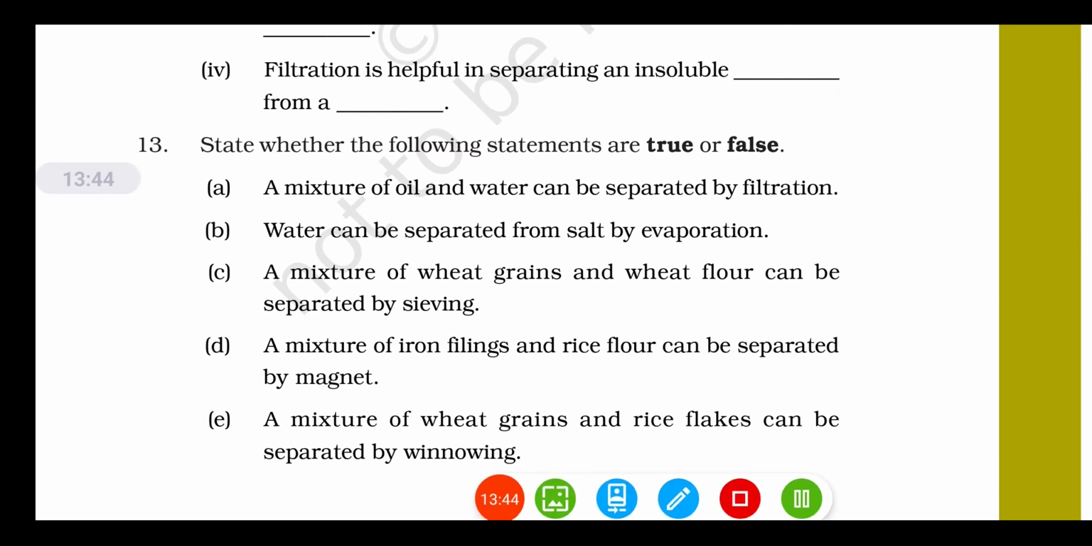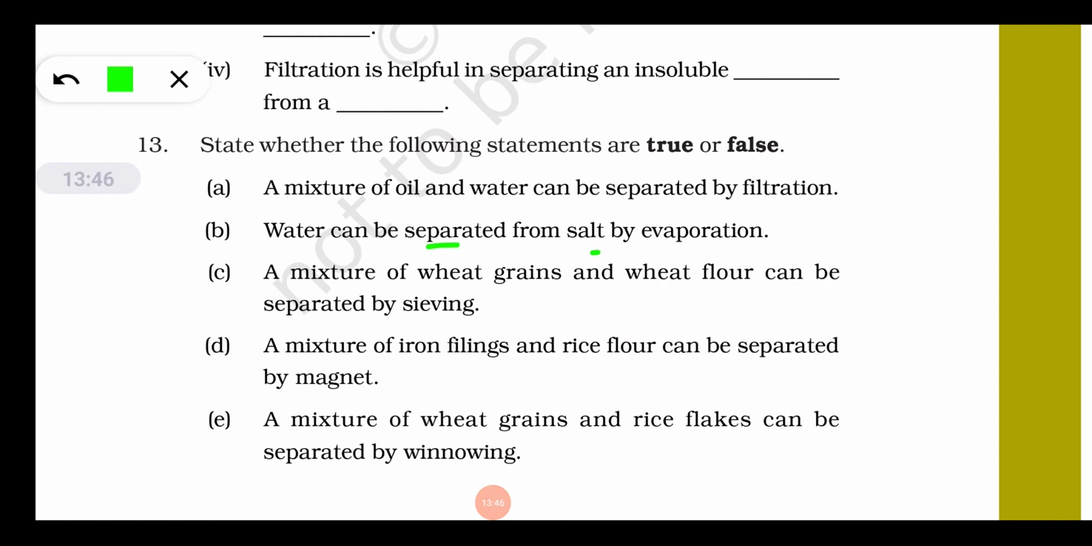Next is, water can be separated from salt by evaporation. Yes, because salt does not evaporate, only water evaporates. The mixture of wheat grain and wheat flour can be separated by sieving. This is also true. Mixture of iron filings and rice flour can be separated by magnet, because the magnet will attract all the iron filings, and it will be separated from rice flour.